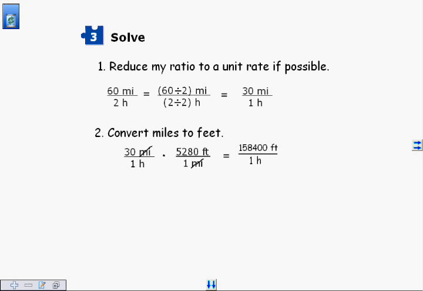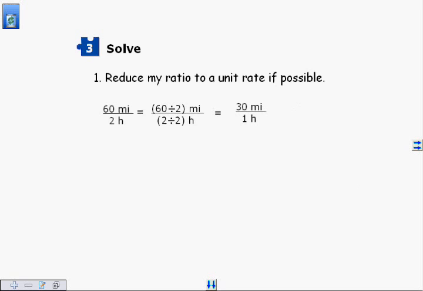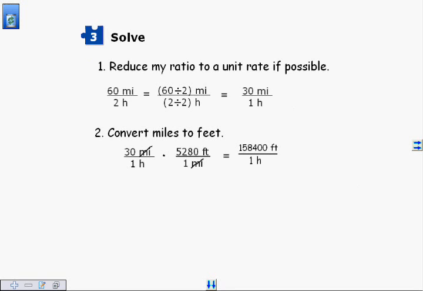Now I'm going to convert those miles to feet. So you remember all this information back here that we listed? I'm just going to go in order. Feet to miles, and then hours to minutes, and then minutes to seconds. I've already written out everything I'm going to use. So in order to convert miles to feet, I set up my ratios.